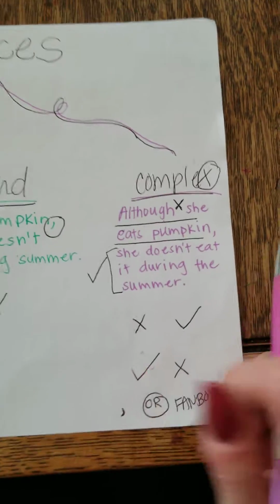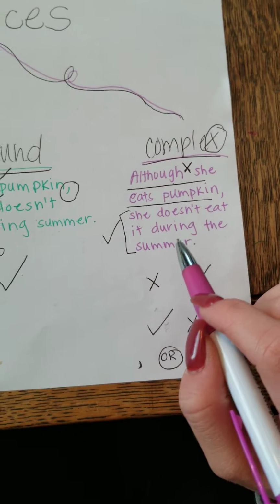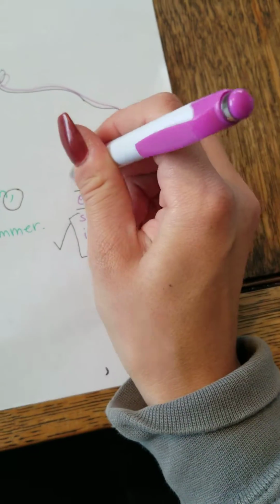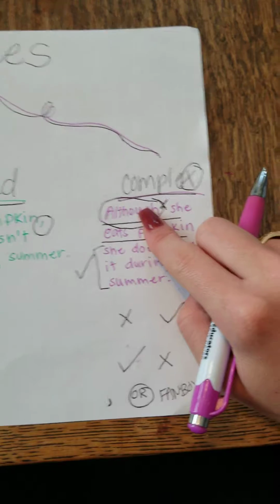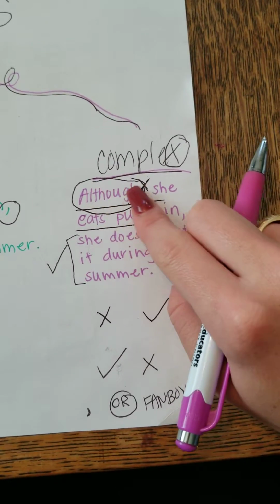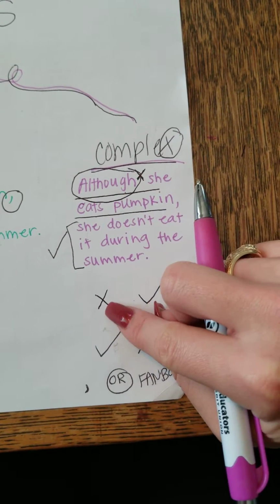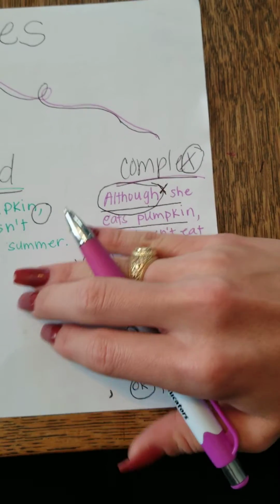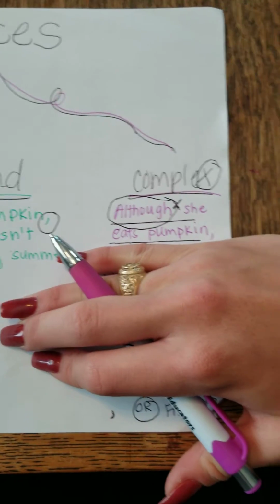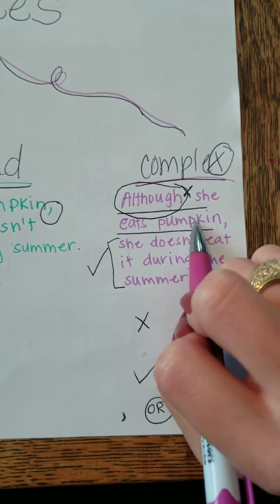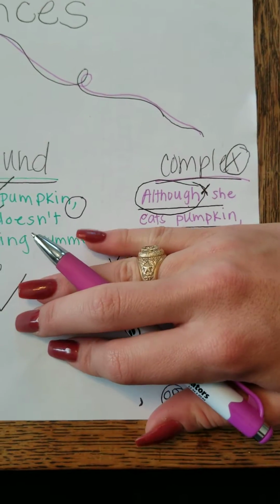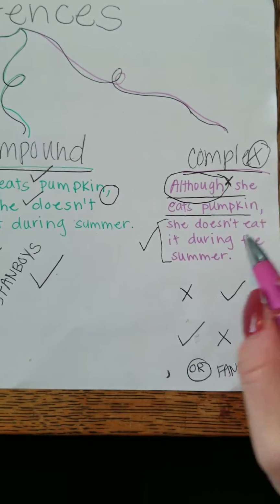So take a look at our sentence. Although she eats pumpkin. Also, note that every time you see although at the beginning of a sentence, that is a key word that this is an X. This is an X sentence. Okay? Although she eats pumpkin, well, that sentence can't stand on its own. It needs something else. So we give that an X. I put my X right there. Although she eats pumpkin, that's an X.